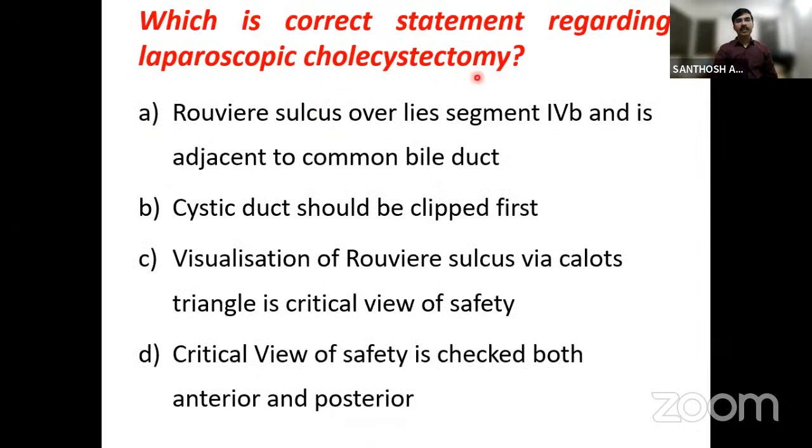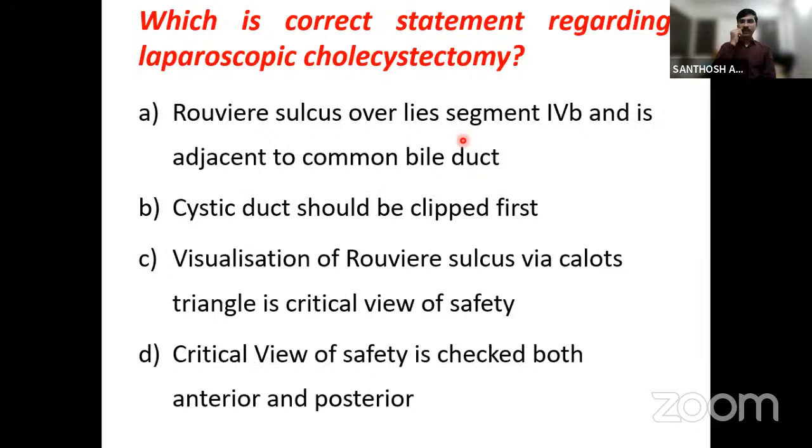So, which is the correct statement regarding laparoscopic cholecystectomy? Rouviere's sulcus overlays segment 4B and is adjacent to the common bile duct. No. What is Rouviere's sulcus? It is the external impression of where the right posterior artery, duct, and vein go in.